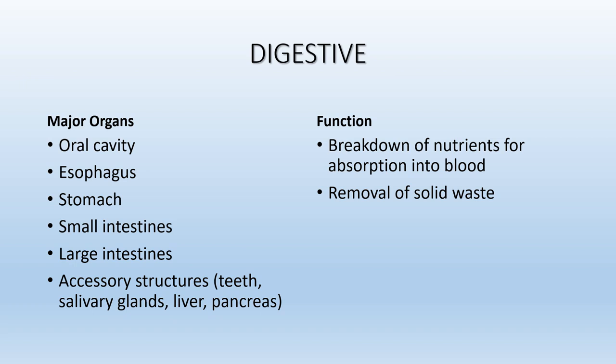The digestive system is going to include your oral cavity, the esophagus, the stomach, your intestines, both the small and large intestines, and all those accessory structures such as the salivary glands, once again the pancreas. The function is to take in food, break those nutrients down, allow for absorption into the blood, and then removal of any of the solid waste.